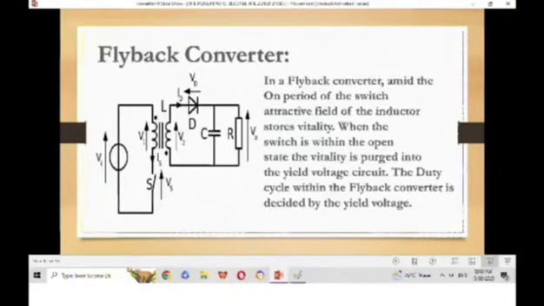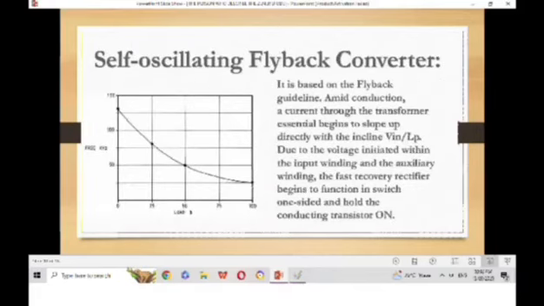Flyback converter. In a flyback converter, amid the on period of the switch, the magnetic field of the inductor stores energy. When the switch is in the open state, the energy is cast into the output voltage circuit. The duty cycle within a flyback converter is decided by the output voltage. The next is the self-oscillating flyback converter. It is based on the flyback guidelines.